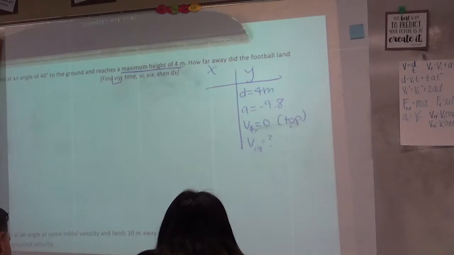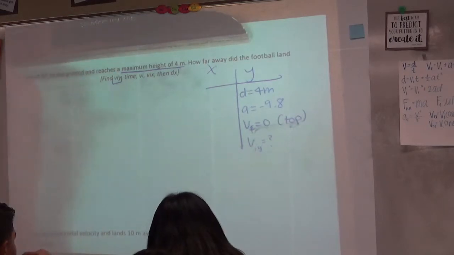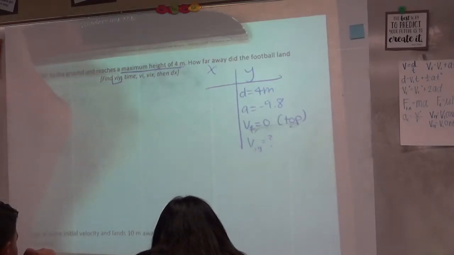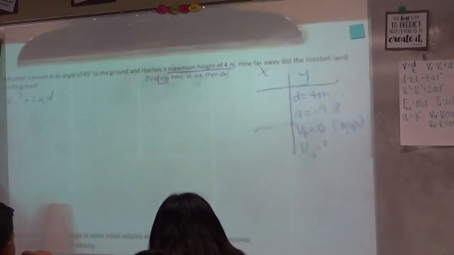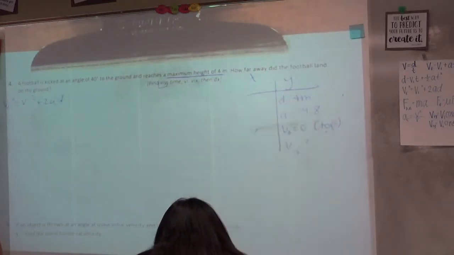VF equals VI plus AT. Is that going to work here? No, because you don't have time. The VF squared. Yep, just try everyone until she stops saying no. Plug in, find initial velocity, and the reason why is because you have the VF and the distance.